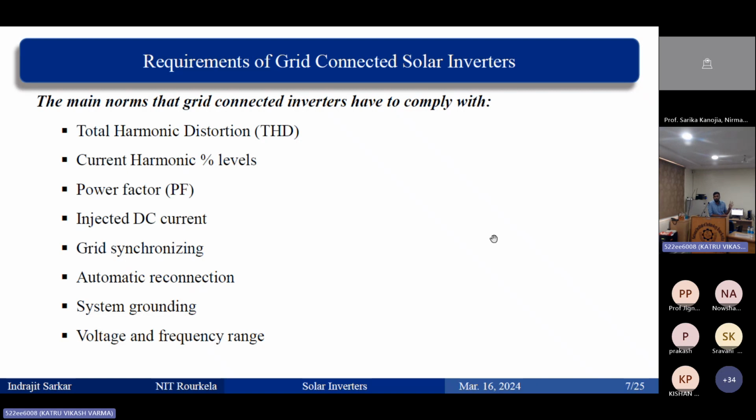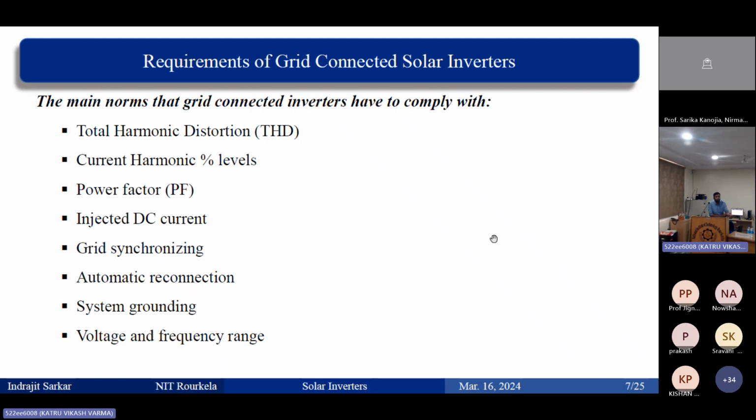definitely you are going to inject some amount of harmonics to the grid. You cannot avoid it. Square wave inverters are only the home inverters that we are using. They are not grid connected inverters. We are not using square wave for those. Grid connected inverters are PWM inverters, and a PWM inverter is definitely going to inject high frequency current harmonics to the grid. That will be there. So the THD has a certain limit.